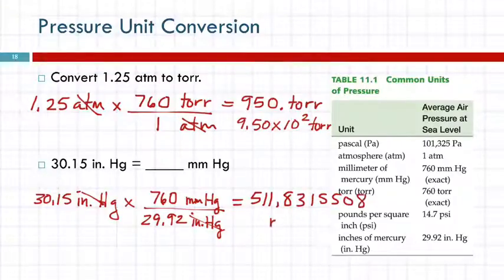511.831558 millimeters of mercury. How many sig figs should that one have? 4. We started with 4 significant figures. If you're still hating sig figs, most of the time just go with whatever you started with. This was 4, so go with 4 at the end. The 760 is exact. The 29.92 has 4 sig figs, and so this should have 4. If you're still having trouble rounding numbers, that is something you need to work on.